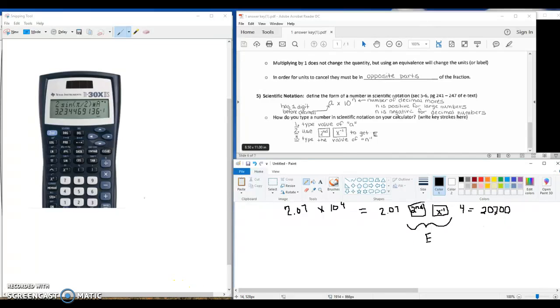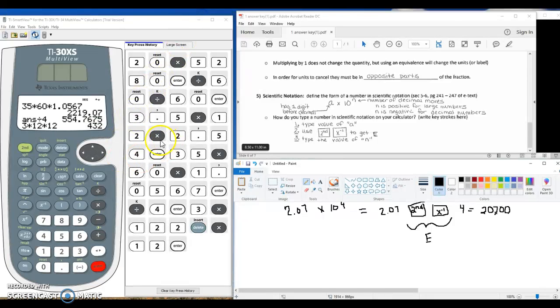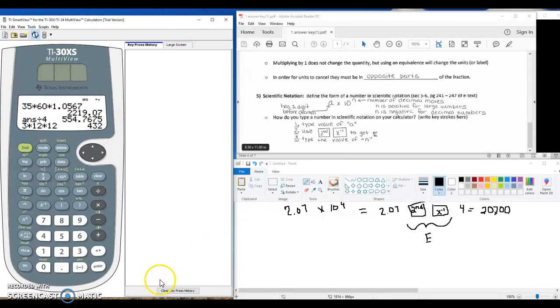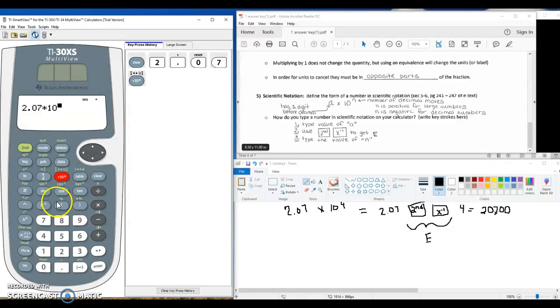We're going to take a look at doing the same thing on the calculator that I have as my electronic calculator. So here we go. Let's clear what we've got. On this particular calculator, I still type my A, 2.07. And on this calculator, I'm using this times 10 to the nth button. And after that, I'll put in my 4. I can hit enter, and you see that same answer. So different calculators, different keystrokes for getting a value into the calculator that is already in scientific notation.